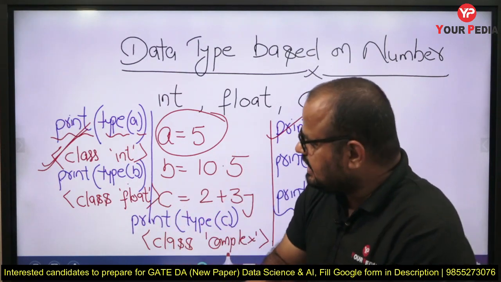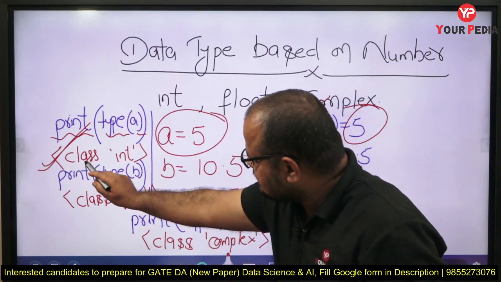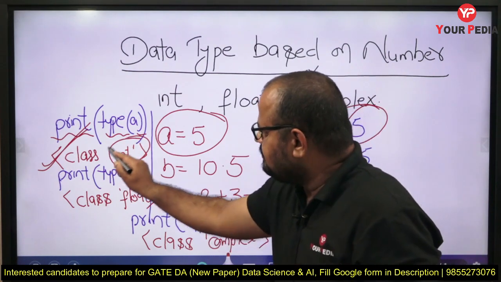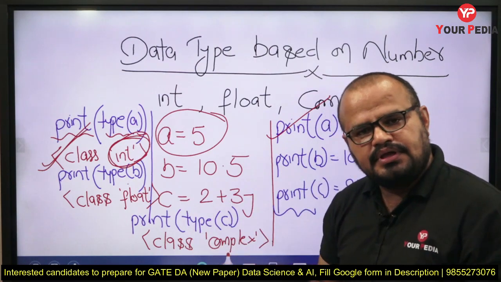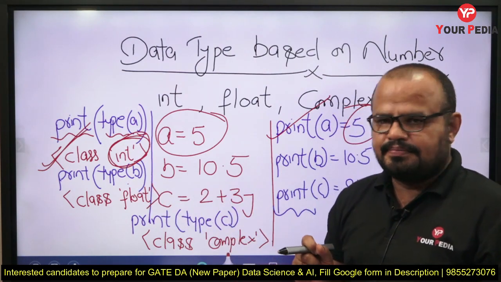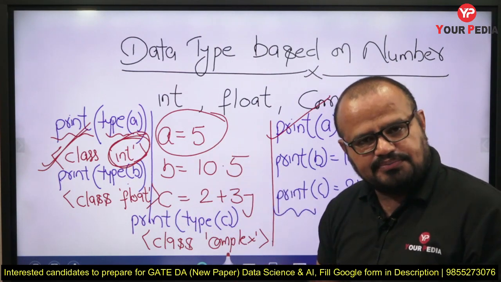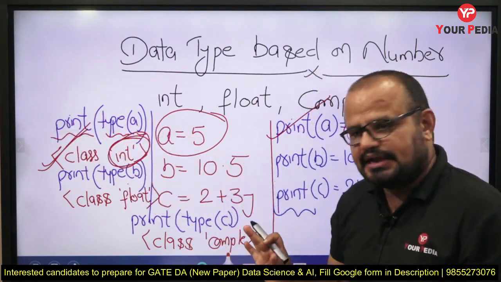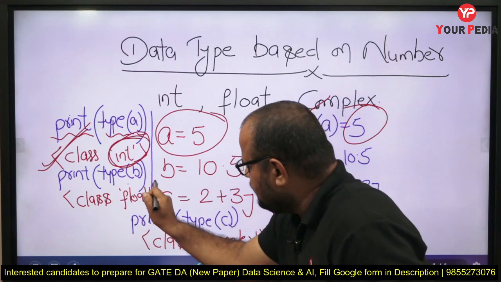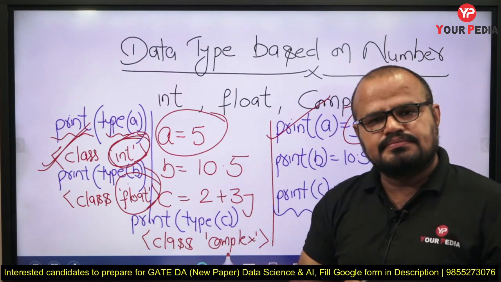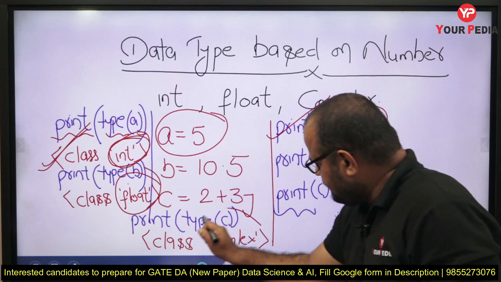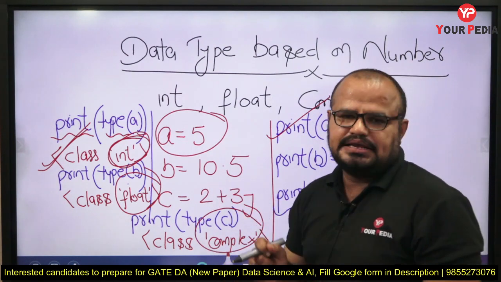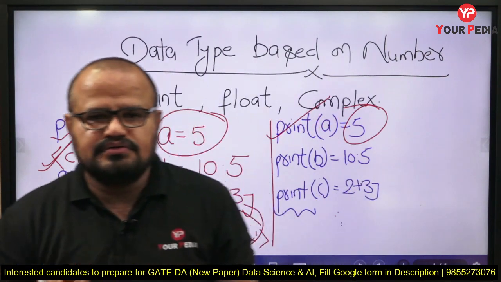Just consider that it gives me the answer as class and then in quotes int, and just consider the type. This is the type of A. A stores this type of value. So here A stores an integer type of value. Don't worry about the word class. We are going to discuss it in our upcoming lectures. Here type of B gives me float. Next, type of C gives me complex, because variable C stores complex type values.